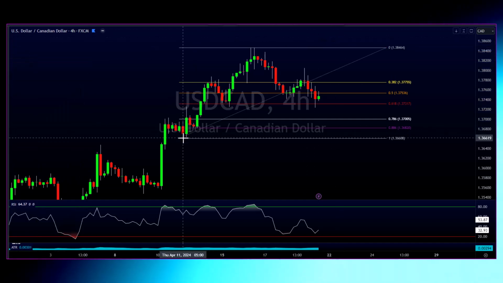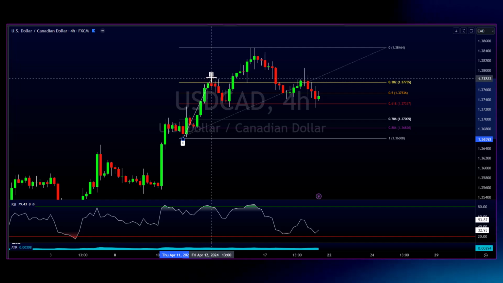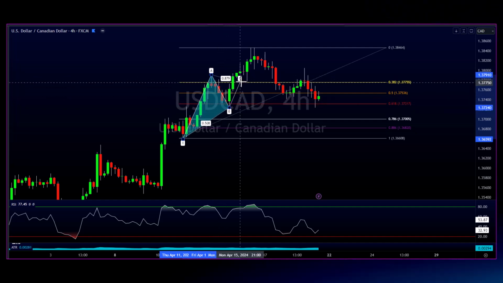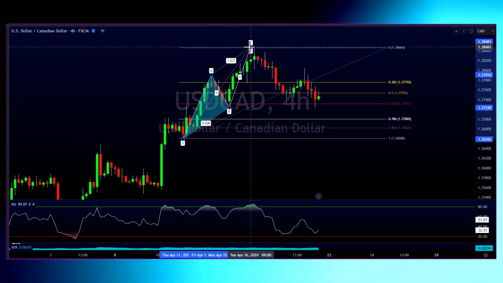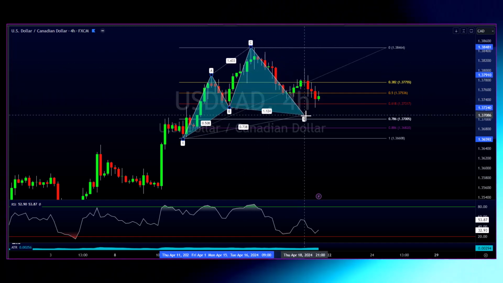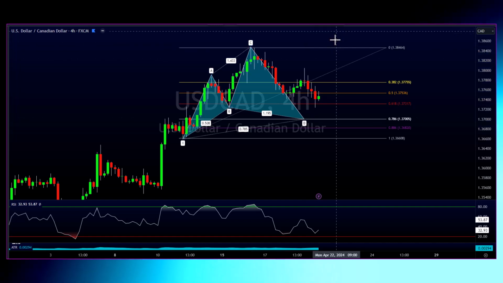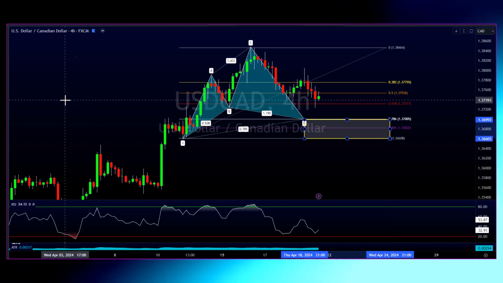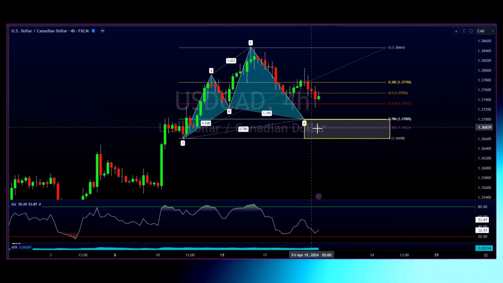We're looking at a starting point here. This first move up is my X to A. This first retracement is my A to B. This extension right here is going to be my B to C. And if price were to come down to my 786, that would be my D completion, and the zone that I'd be looking to take my Cypher is going to be right in there.